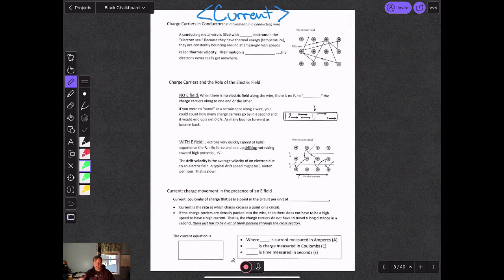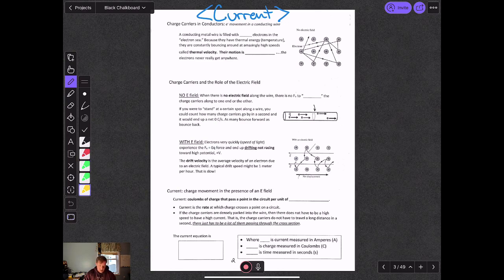So finally, we get to a page that looks like something you have. And we're going to introduce current, and then we're going to have you practice current. And that's going to be the first lesson. So current, like the word you already know from maybe a river or thinking about a stream, is now we're talking about something very specific.